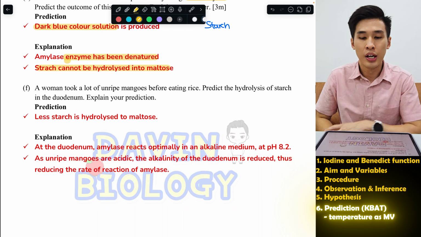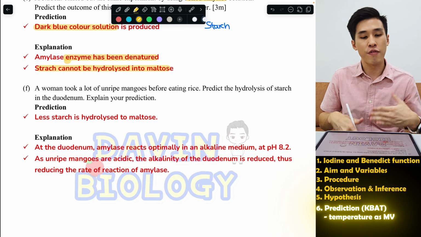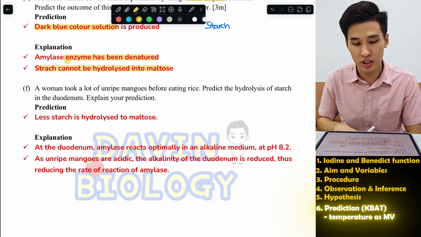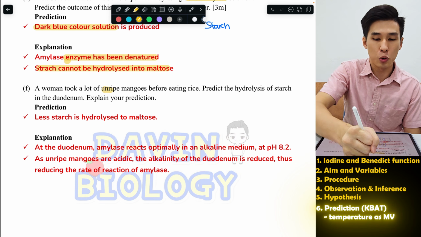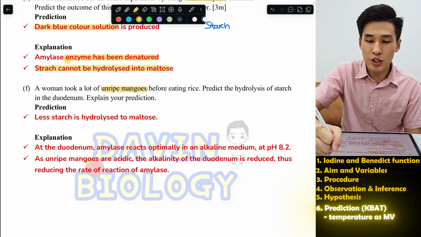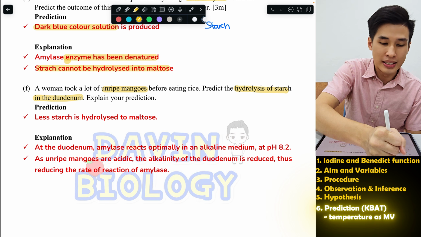And then the last one here, a KBAT question I took from reference book 1. It's about digestion, where they test your digestion knowledge. A woman took a lot of unripe mangoes before eating rice. Predict the hydrolysis of starch in the duodenum.